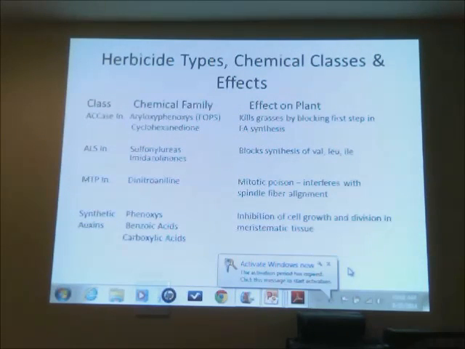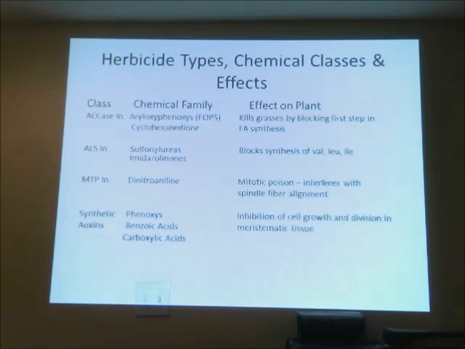The third category, these are compounds that have been around for a very, very long period of time. This third category of compounds, the MTP inhibitors, are microsomal triglyceride transfer protein inhibitors, and these actually act as mitotic poisons. So they're interfering with the process of mitosis. Specifically, it says they interfere with spindle fiber alignment, but at a more fundamental level, they're actually interfering with the production of the protein tubulin, which is what the spindle fibers are made of.